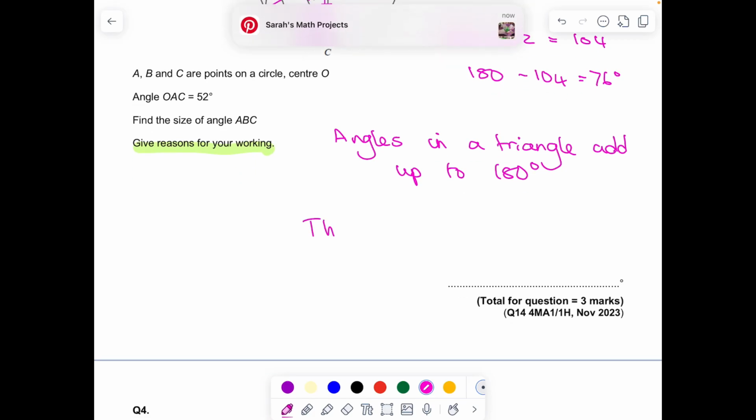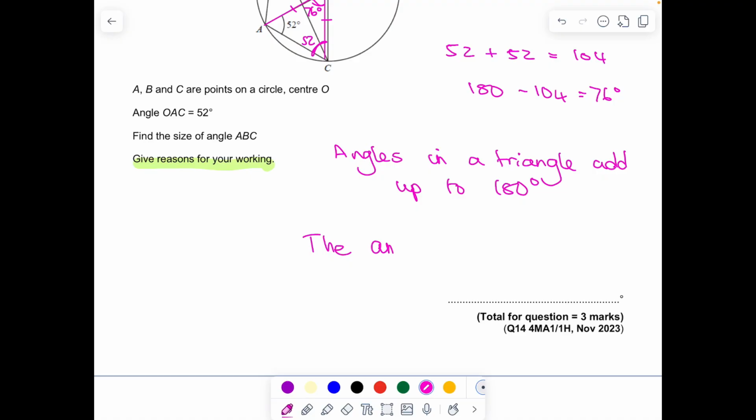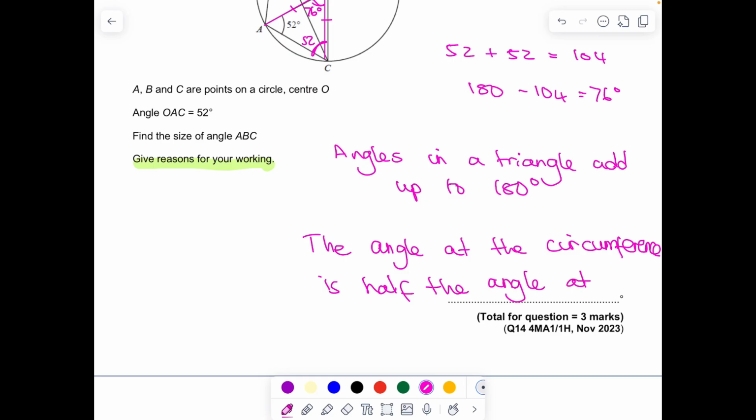And then the angle, this is the bit that's going to give me ABC. So ABC is this angle here. And so this final bit will give me ABC, the angle at the circumference. So the angle at the circumference is half the angle at the centre.